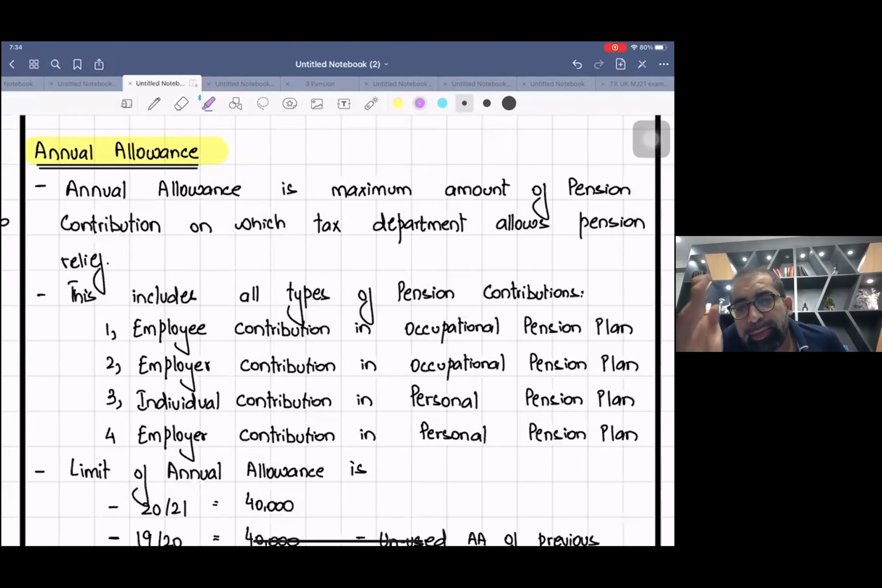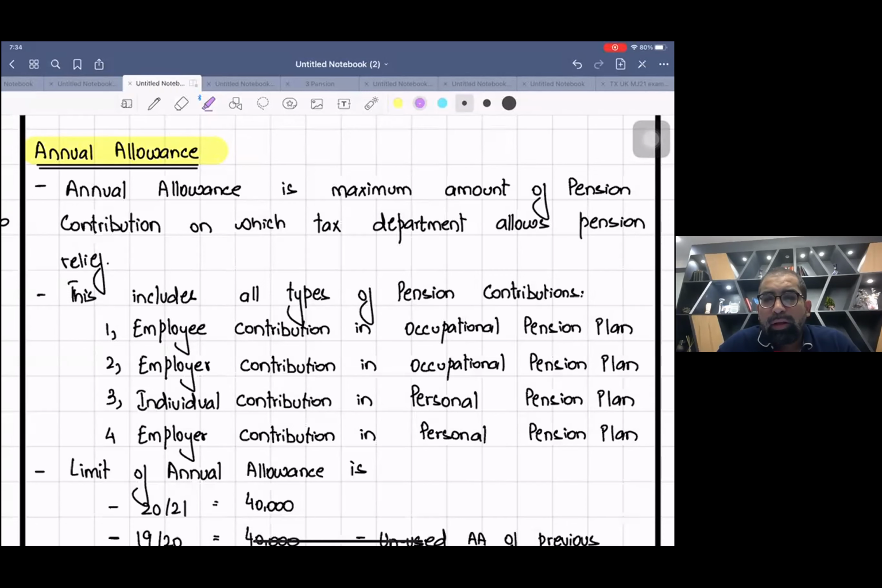Tax department will limit the relief. Tax department can't stop you from making contributions. You can make any amount of contribution, that's allowed, but there is a cap on the relief. This is the annual allowance. Annual allowance is the maximum pension contribution on which tax department allows pension relief. After that they don't give relief.